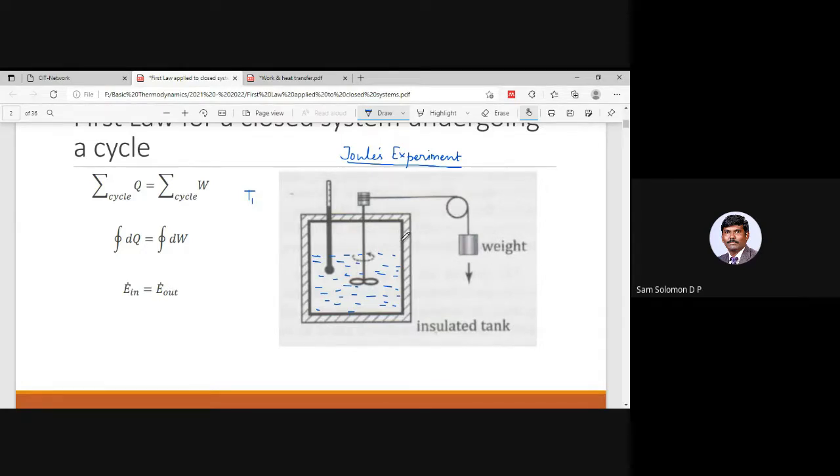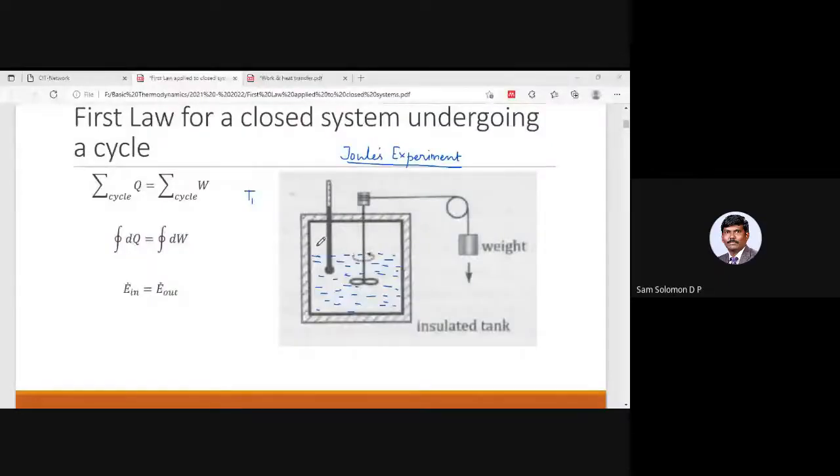Maybe for 10 minutes, 15 minutes, or 30 minutes, I do the stirring. What will happen to the temperature of this fluid inside the tank? Will it be the same? Will it drop or will it be high? So when this stirring has happened, the temperature rises.